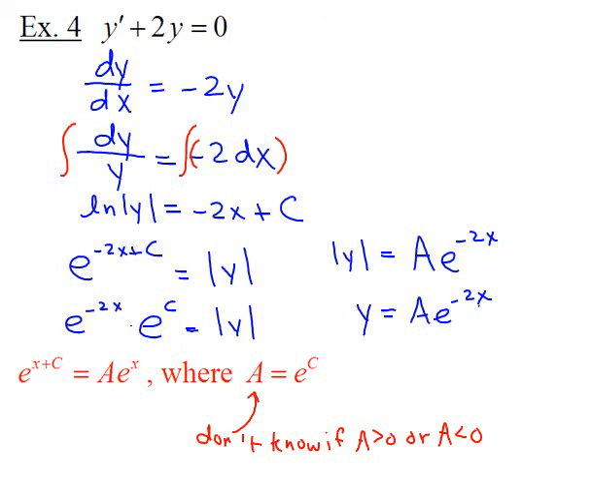In any of these examples, if we wanted a particular solution, we would have to be given a point that the solution graph passes through. So for example, if I had a point that our solution was supposed to pass through, I would plug those values in for x and y here, and that would allow me to solve for the value of the constant. This concludes the lesson on section 10.3, separable equations.